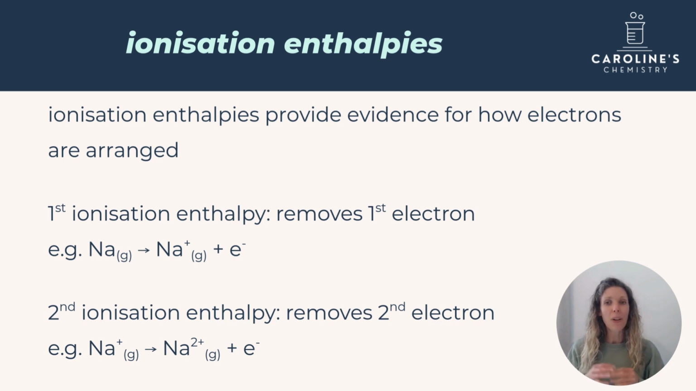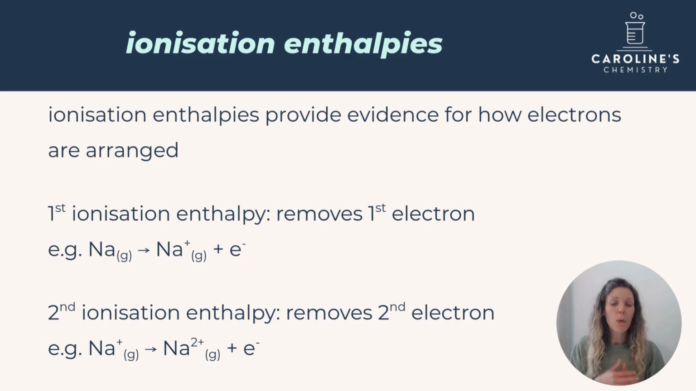Okay? Now, an ionisation enthalpy is sometimes known as an ionisation energy, depending also at what point in your A-level you are. So at AS, you can get away with saying ionisation energy. When it gets to A2, then you'll need to start saying ionisation enthalpy.